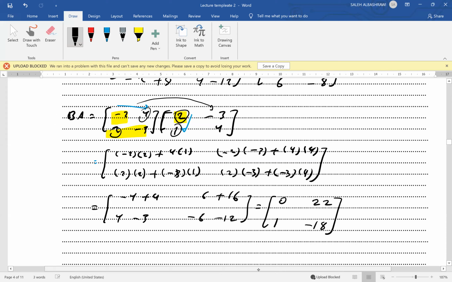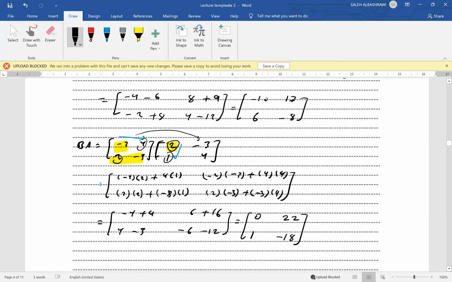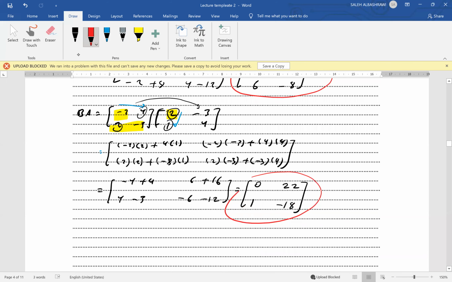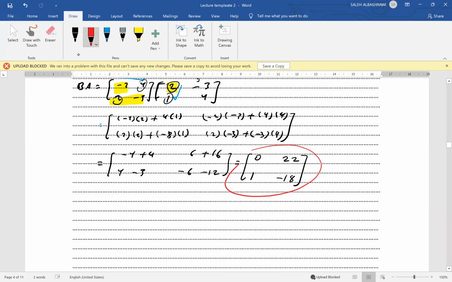Now let's compare A times B and B times A. This is A times B and this is B times A. They are not equal. These two matrices are not equal, which means that the product of the matrices is not commutative. This will give me that A times B is not equal to B times A.